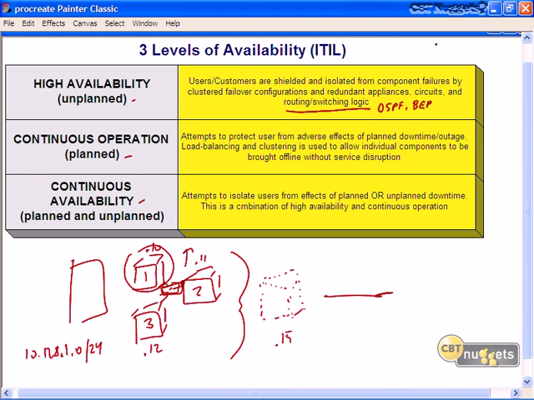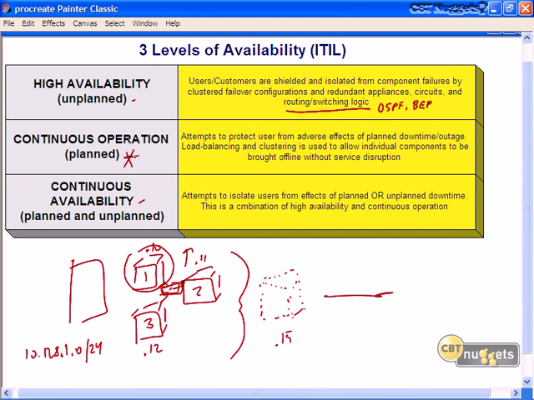That's high availability. Continuous operation, on the other hand, is a planned activity. This attempts to protect users and customers from the adverse effects of planned downtimes or planned outages. For example, one of the projects I've done with State Farm is to go around and replace and upgrade all of their servers and their UPS, or uninterruptible power supplies, that are servicing the servers and the router cabinets with the router and the switch and the modems and those things.